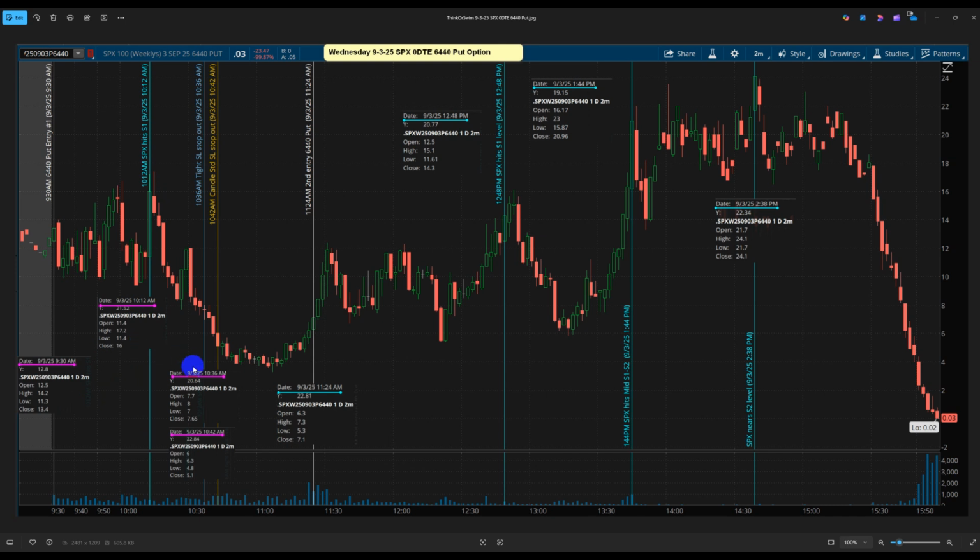However, we did get stopped out. So at 10:36 a.m. here you have the tight SL getting stopped out. And here you see the close of that candle, $7.65. However, as we did on the chart, we're using the low of this candle for the stop out, which is 7.